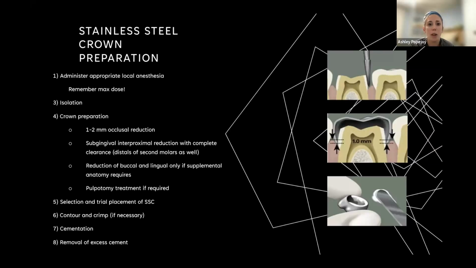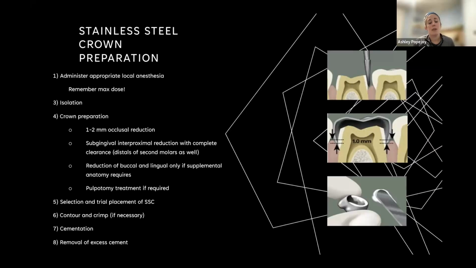So for the preparation, you are going to do about 1 to 2 millimeters occlusal reduction, obviously more if you're going to end up doing a pulpotomy. You'll do subgingival interproximal reduction with complete clearance. So you really want that explorer to be able to just glide through those interproximal areas. I also make sure that I clear the distals of my second molars as well.